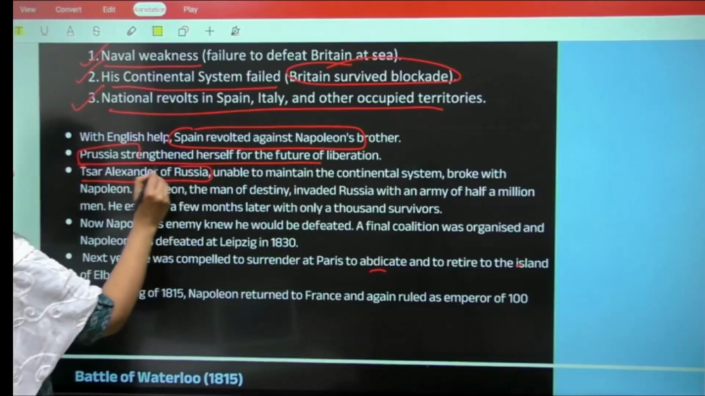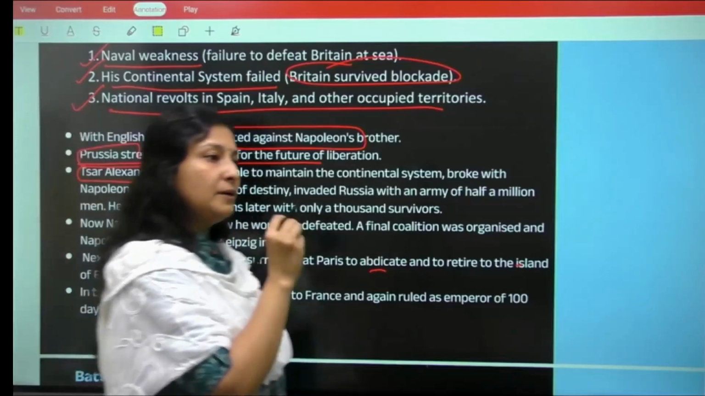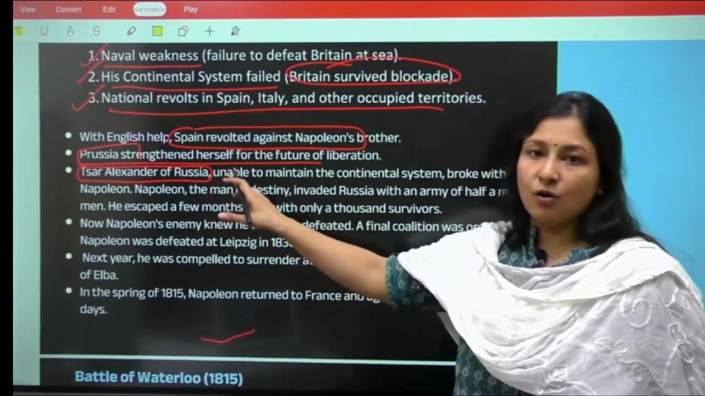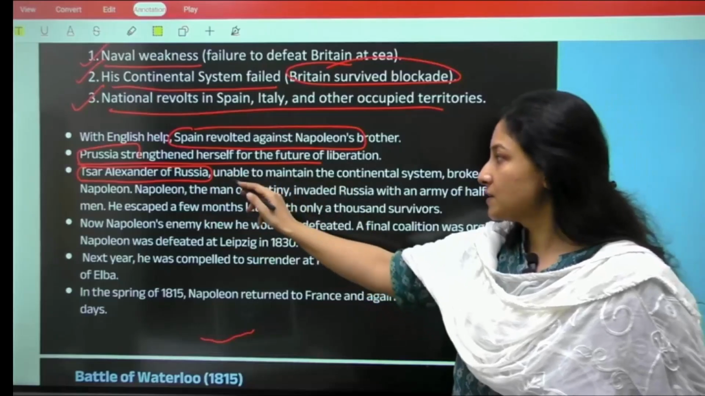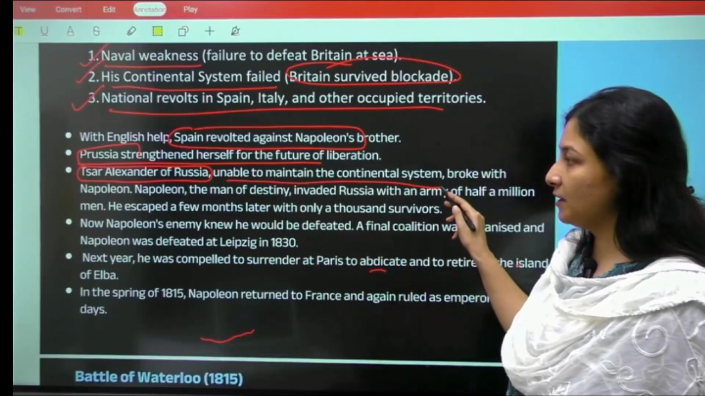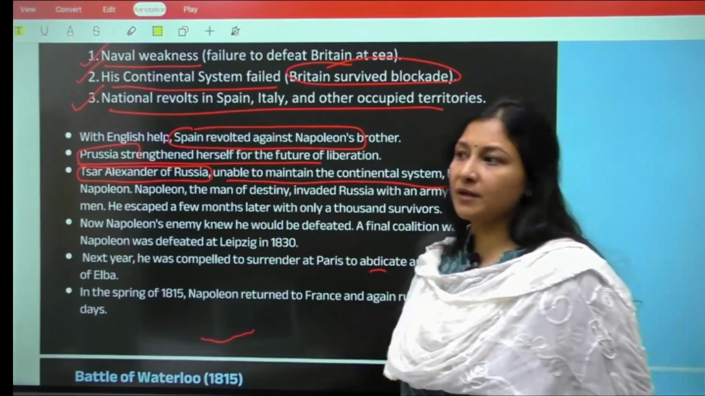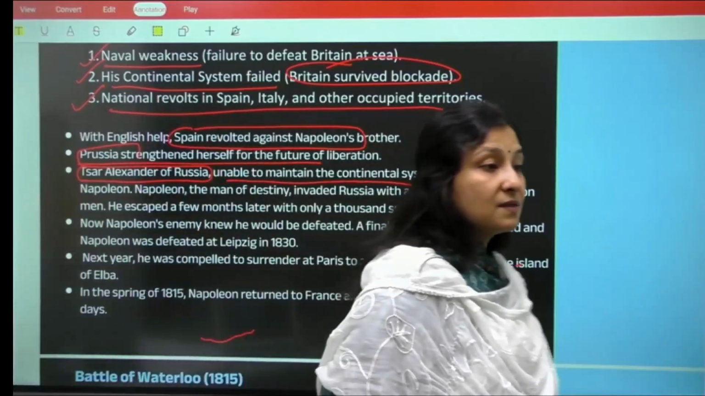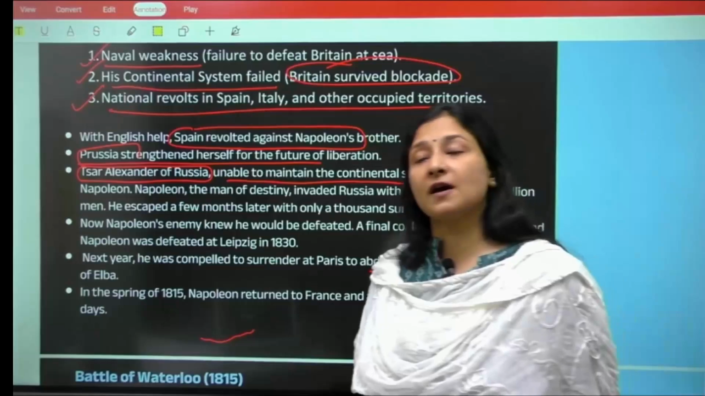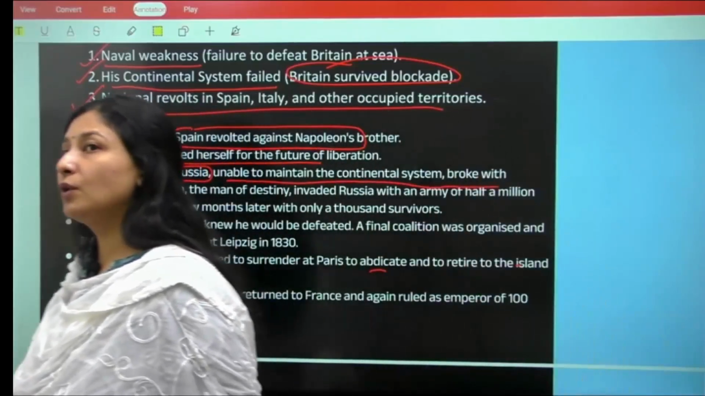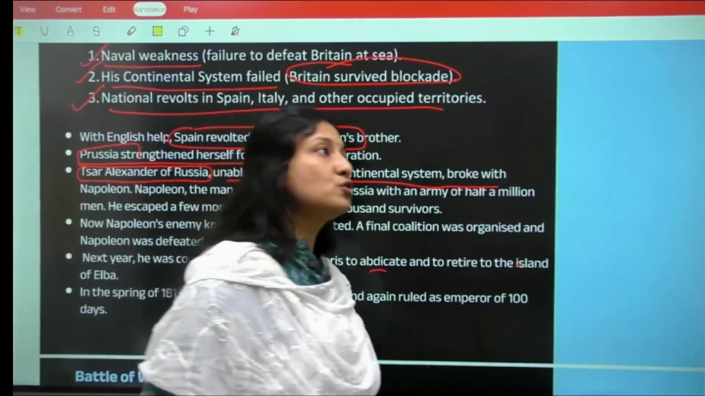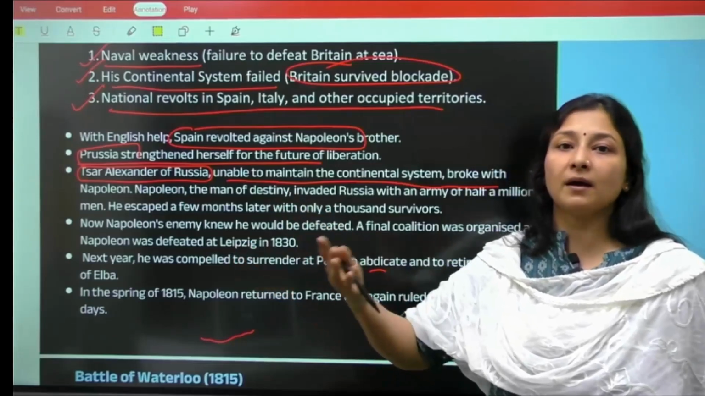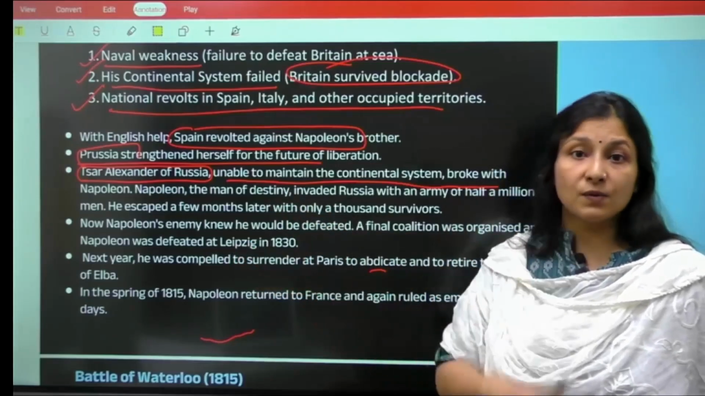Now, what is the biggest blunder Napoleon did? Tsar Alexander of Russia did not comply with the continental system and broke it with Napoleon. What did Napoleon do? In such winters, he marched inside Russia. Can you imagine that if you are going into Russia and Siberia with a huge army, can you take them in winters? Never, never. This was the mistake.